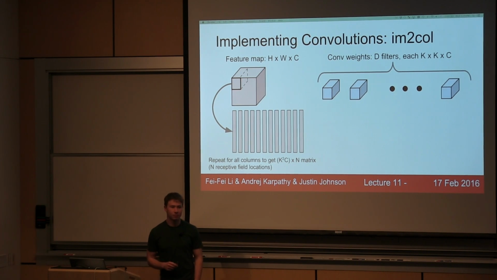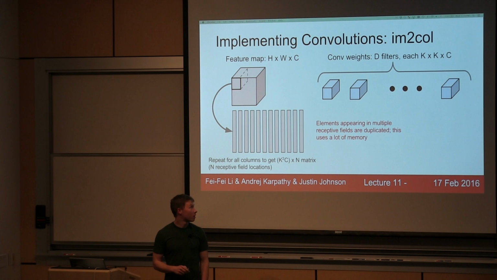Yeah? You might have a lot more columns than you had. Yeah, that's true. So this tends to use a lot of memory, right? So any element in this input volume, if it appears in multiple receptive fields, then it's going to be duplicated in multiple of these columns. And this is going to get worse the more overlap there is between your receptive fields. But it turns out that in practice, that's actually not too big of a deal, and it works fine.